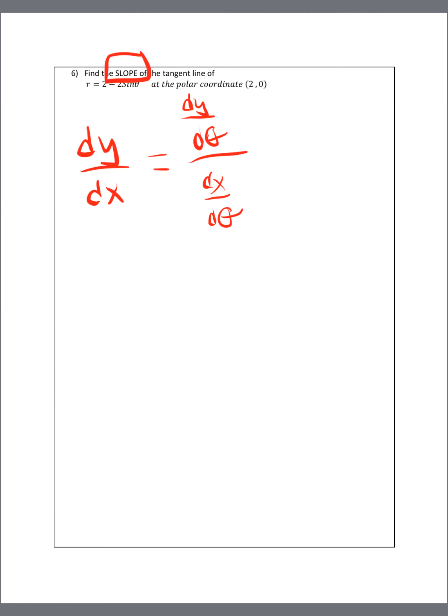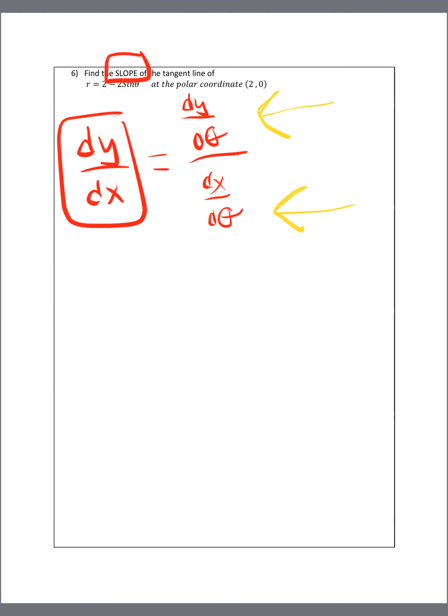Remember what I said about the slope. It's dy over dx. And just to show what that means in terms of polar problems, you're looking for dy over d theta over dx over d theta. Notice how now it's not asking for a vertical or horizontal tangent, it's asking for the actual slope. So in this problem, we need to find both.